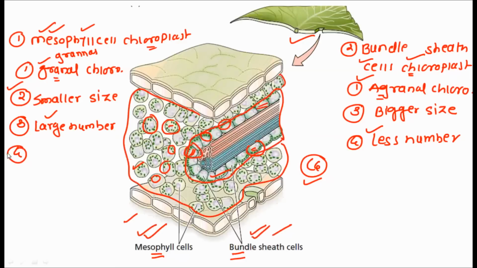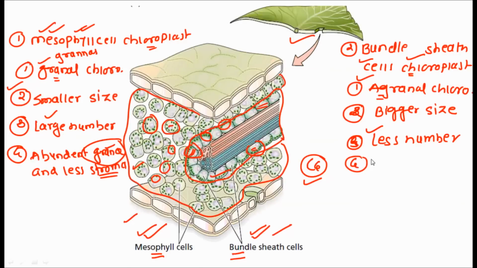The next difference between the two is that the chloroplast of mesophyll cells has abundant grana and less stroma. That is, the chloroplast present in mesophyll cells has abundant grana and very little stroma. In contrast, in bundle sheath chloroplast cells, we have abundant stroma while grana is absent.